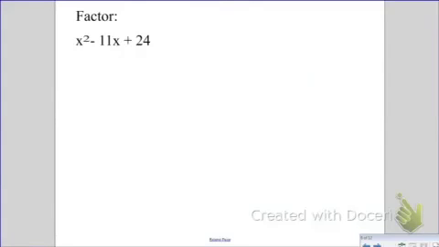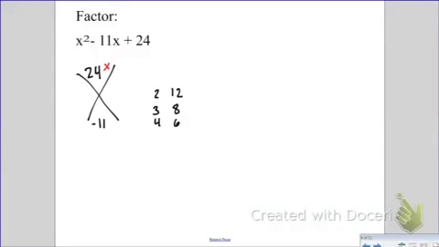So let's try that one more time. Magic X, 24, negative 11. So I have a couple options. I might use 2 and 12. I might use 3 and 8. I might use 4 and 6. All of these are going to multiply to make 24. Now, but only one set is going to make negative 11.